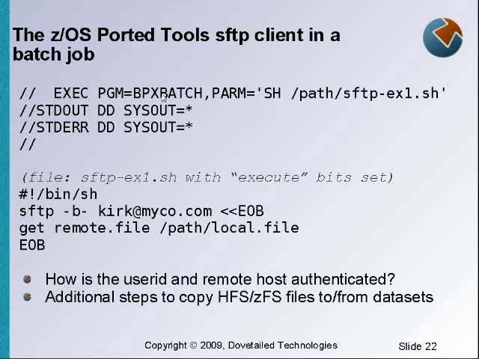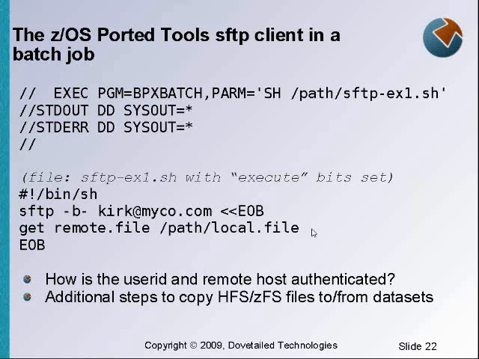So you could run this utility called BPXBATCH, and you could give it the name of a shell script to run, and in that shell script you could put your SFTP commands. This less than EOB says that the subcommands follow inline, and then I can give it a file that I want to copy.